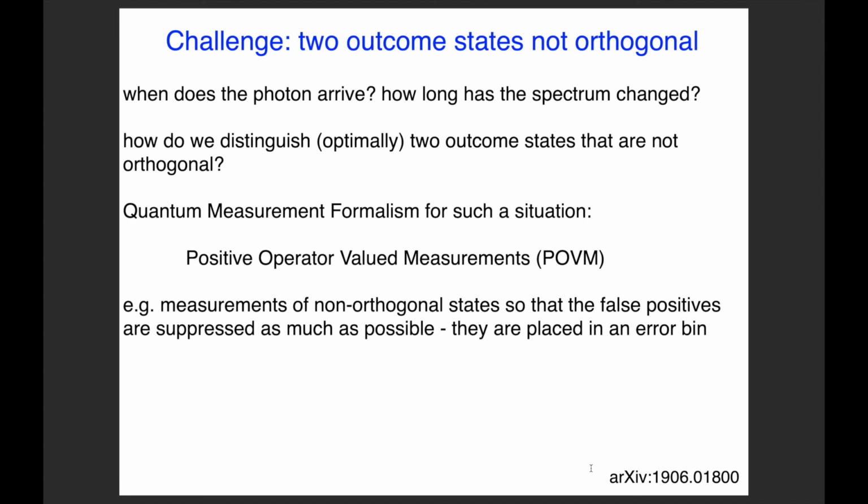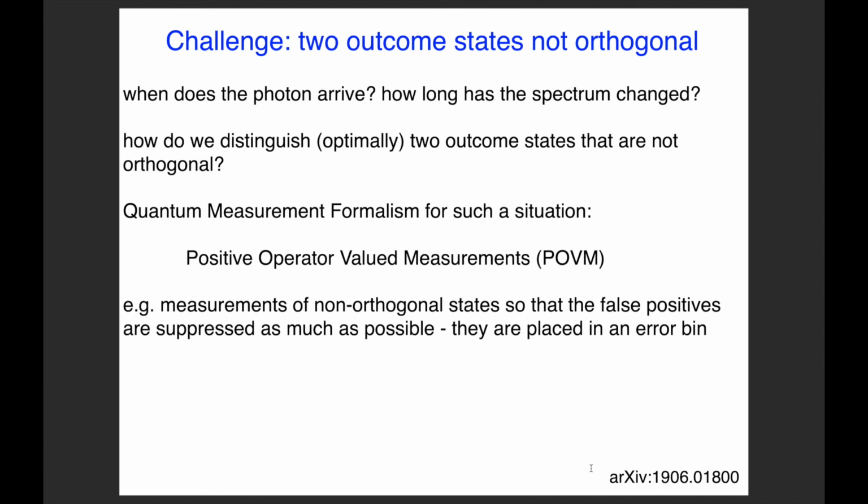And so the challenge you have here is that the two outcome states aren't orthogonal. When does the photon arrive and how long is the spectrum changed? How do you distinguish in an optimal way two outcome states that are not orthogonal? And there's a quantum measurement formalism for this situation. It's using positive operator valued measurements.